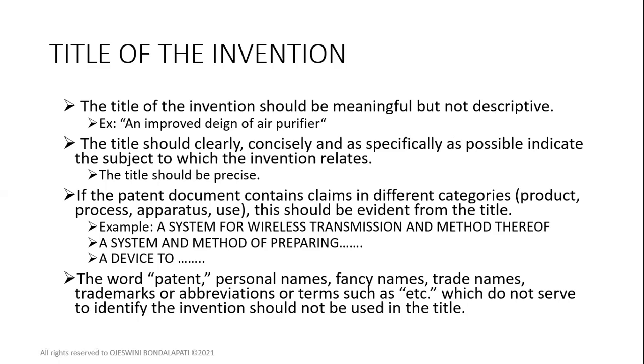And also in the patent document, if you're claiming for a system and method both, then you have to write a system and method of preparing, or a system for what it is related to, and method thereof. The method thereof clearly implies that the method is related to this system, or how the system is working. So the method thereof, these two words imply that we are also describing the method in which the system is working. If it is only related to a device, then it's fine: a device for what exactly the purpose. And we should also keep it restrained to 15 words.